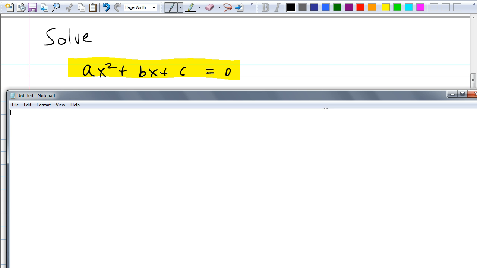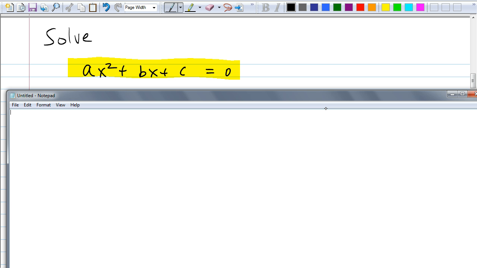So who remembers? I don't want you to write this down yet, because I'm going to give you a chance to write it in a minute. I want you to really concentrate on this. I want you all to just look and pay attention, and then I'll give you time to write. So first, what are you going to do to solve this quadratic equation using the completing the square method? What do we need to do first here?